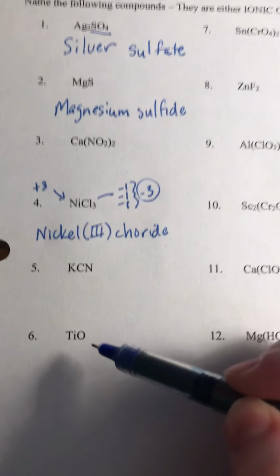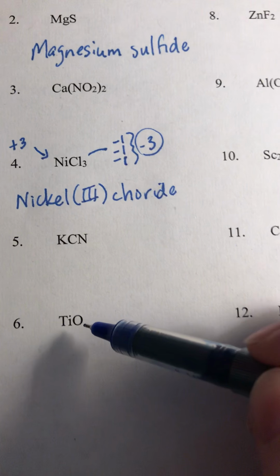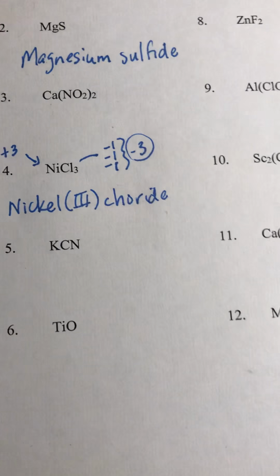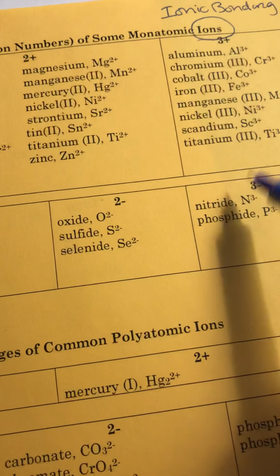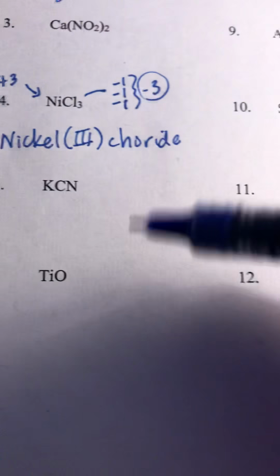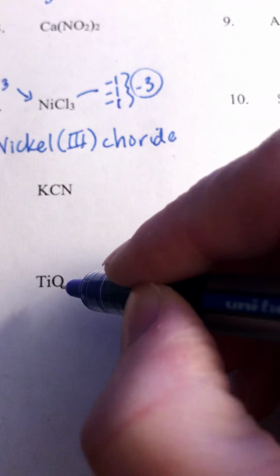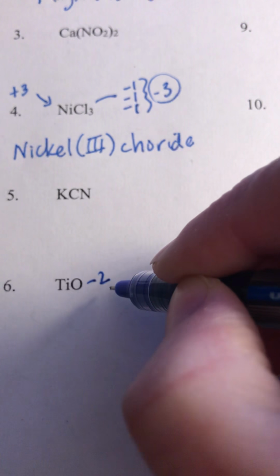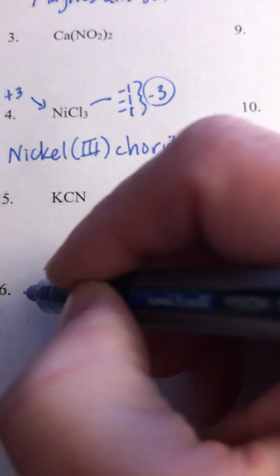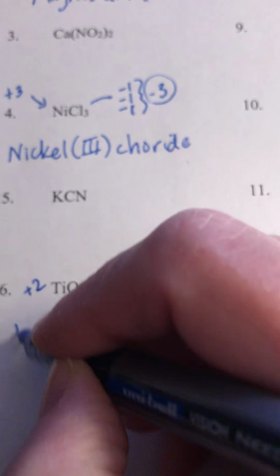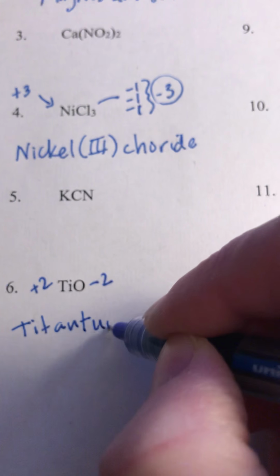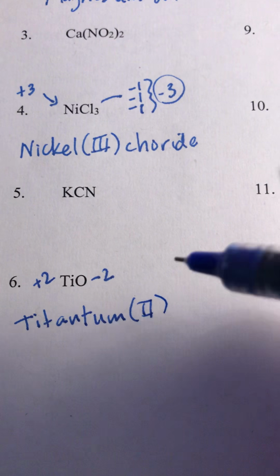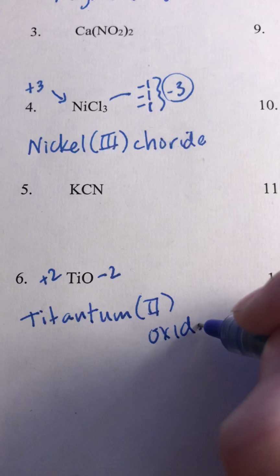All right, if you're looking at number 6, titanium is one of those. And when you see titanium here, it can be a +2 or a +3, right? So go to this, look at your negative ion. Oxide is a -2. There's 1 titanium to go with it, so it has to be a +2. So we'll name this titanium, Roman numeral 2, oxide.